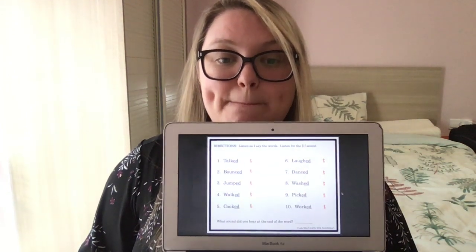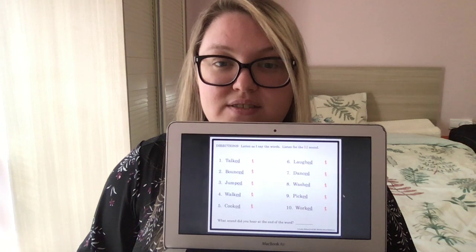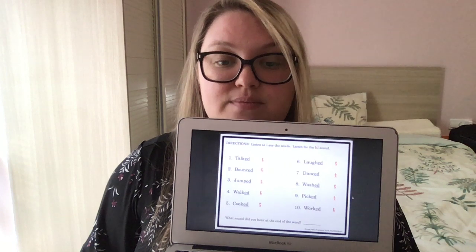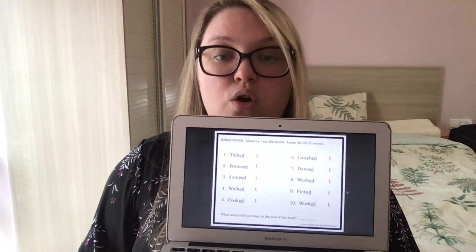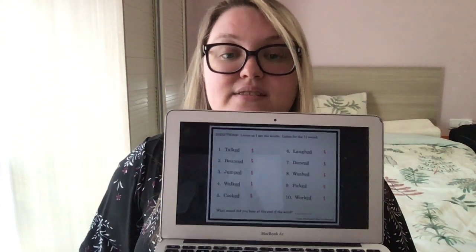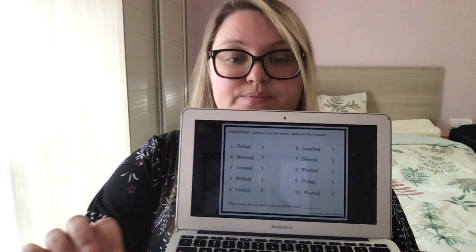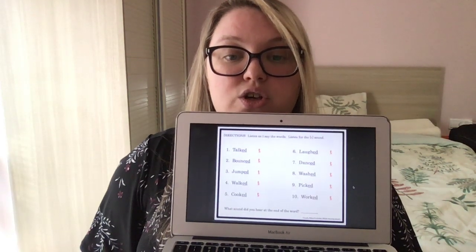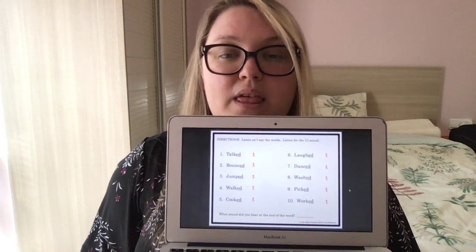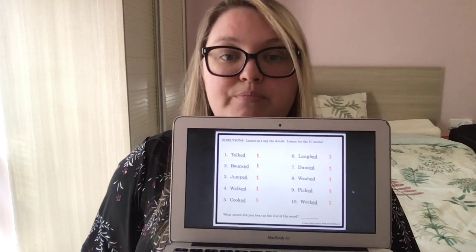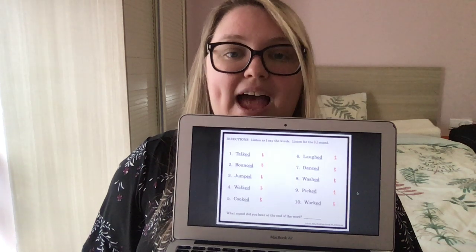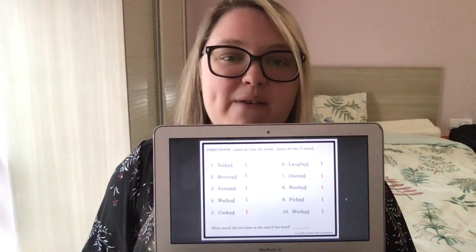Number 3, jump, jumped, right? It's not jump, that's the present. Jumped is past tense because of the P. Walked, because of the K, makes a T sound, walked. Now, cooked. Because of the K, it makes the T sound. Laughed. Because of the F, laugh. The GH makes a F sound, right? Laughed. I laughed at my friends.